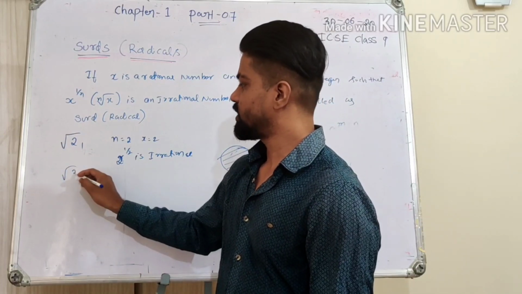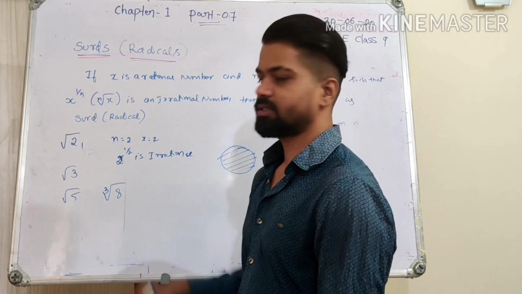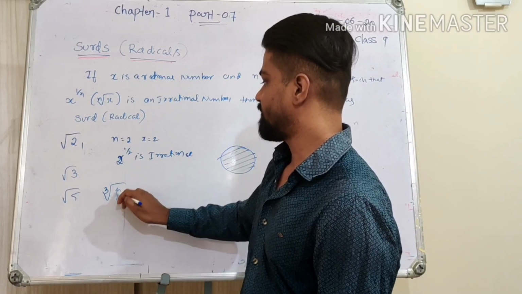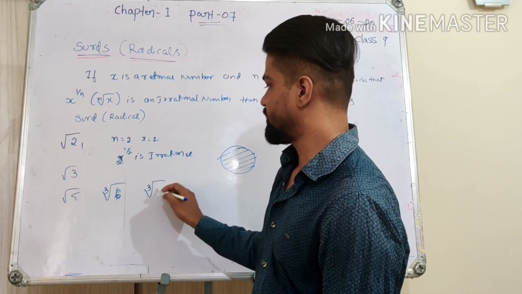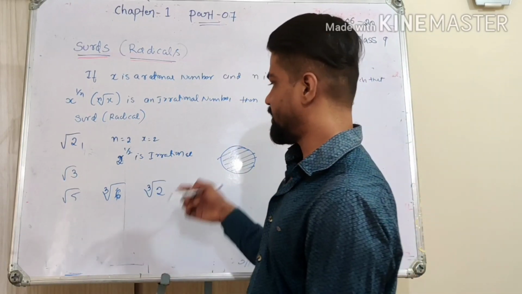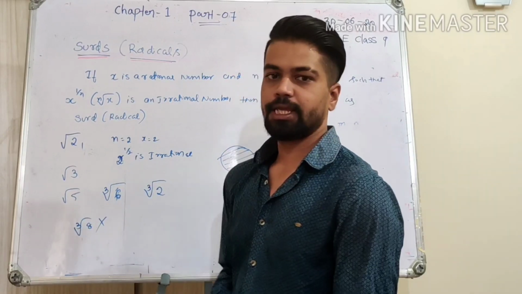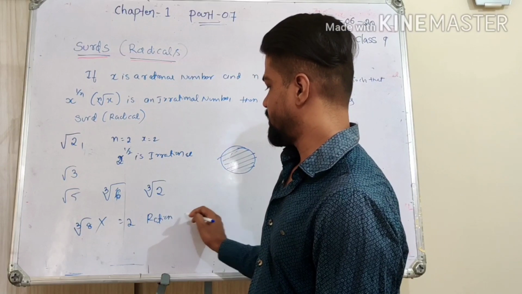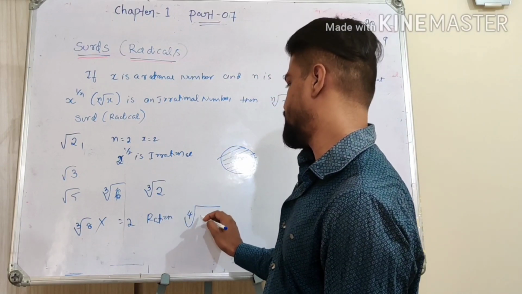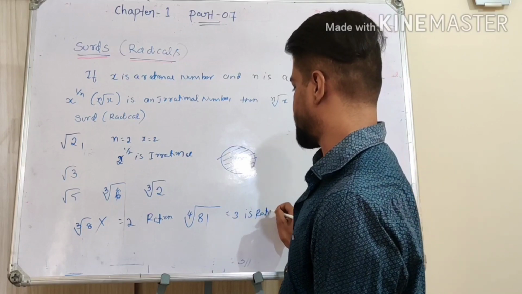So we can say root 3 is a surd, root 5 is a surd, cube root of 6 is a surd, and cube root of 2 is a surd. These are all surds. But cube root of 8 is not a surd. Why? Because cube root of 8 is equal to 2, which is a rational number. Fourth root of 81 is equal to 3, also a rational number, so it is not a surd.